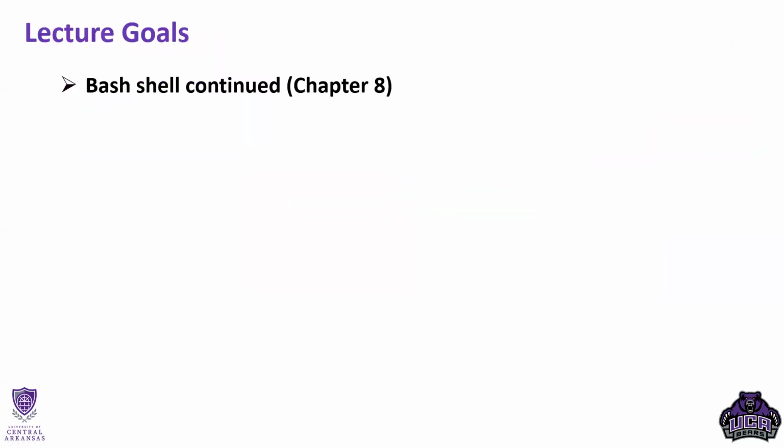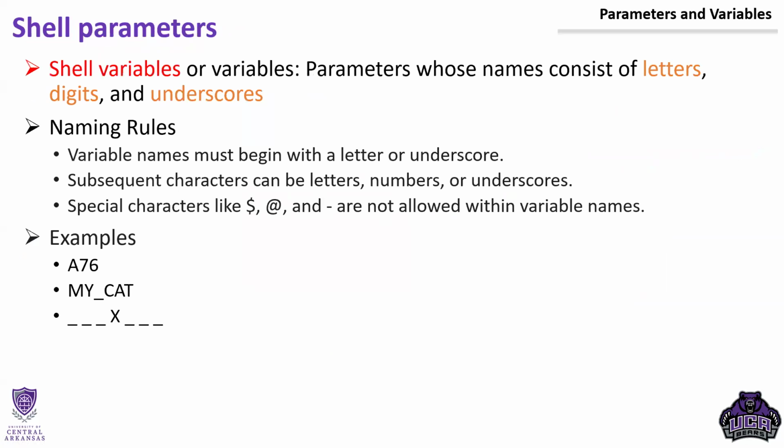All right, so we're continuing on with the bash shell. We've talked about shell variables, and today we're going to learn how to create them. Of course, we've already talked about how to reference them and more things about them. One of the first things we need to understand is some of the restrictions that are in place.